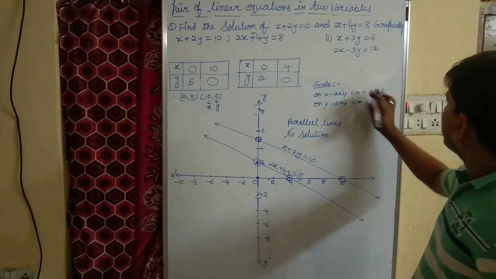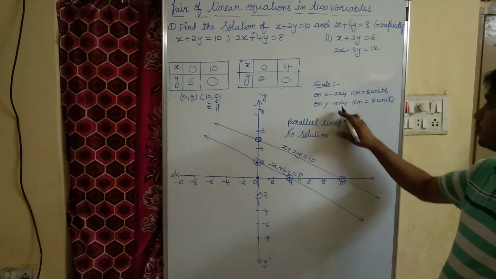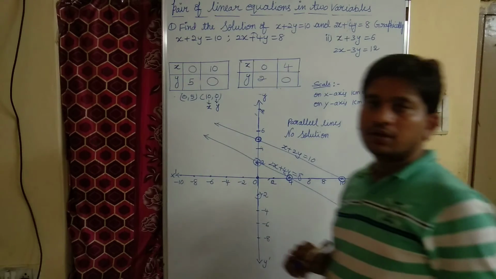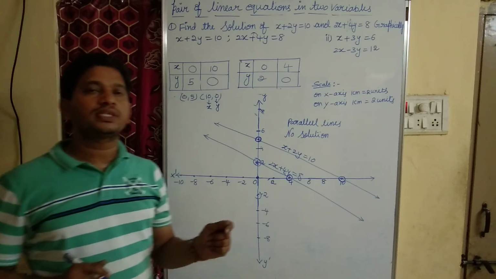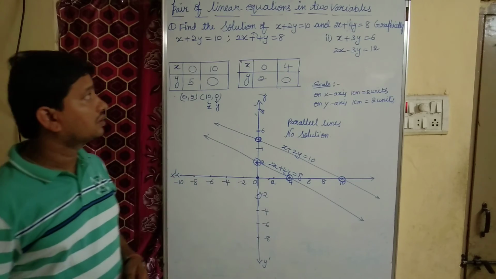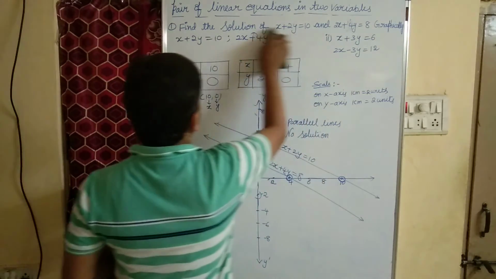And we have to write the scale as well. On the x-axis we have taken 1 centimeter equal to 2 units, and also on the y-axis we have taken 1 centimeter equal to 2 units. Right? Then they ask questions like this: solve the given system of equations graphically and also find the solution of the equation. So this is one of the questions. Now coming to one more equation, let us solve.